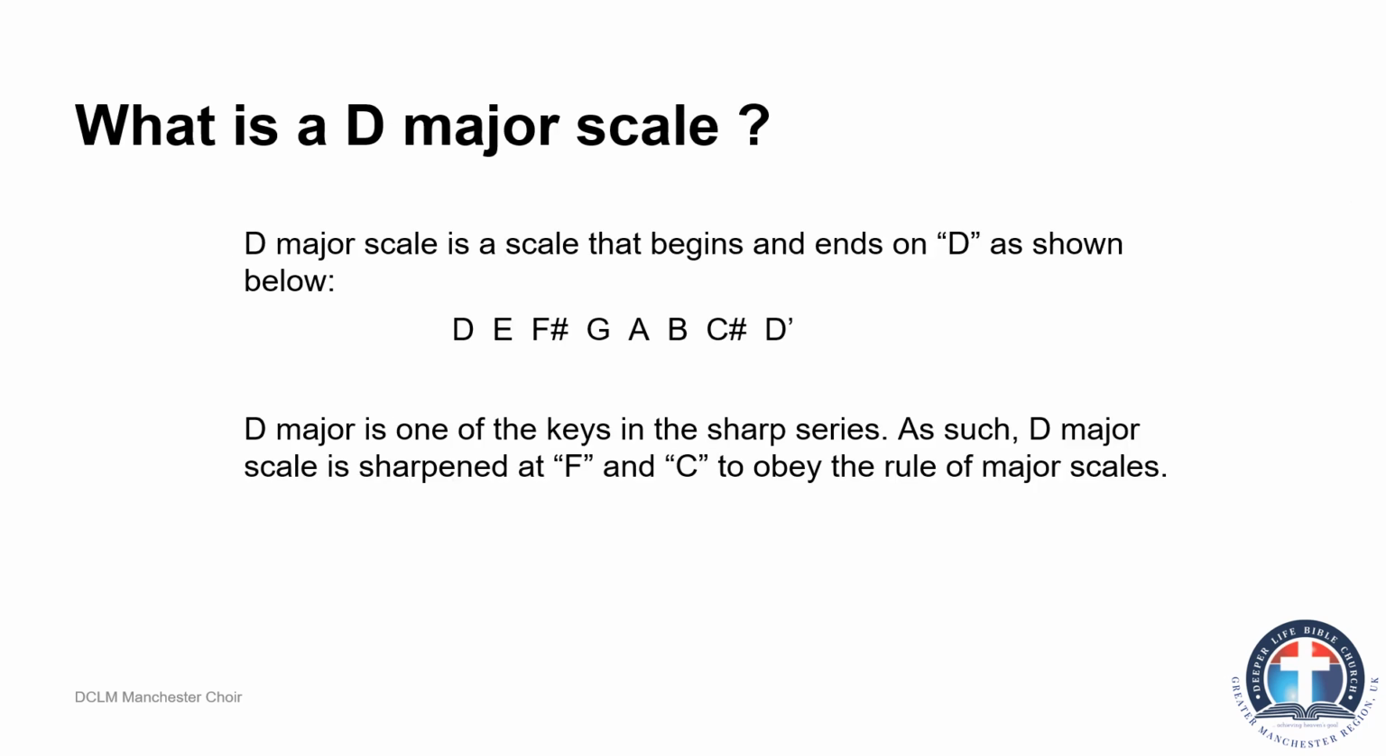What is a D major scale? As the name implies, it's a scale that begins and ends on D. So we have D, E, F sharp, G, A, B, C sharp, and then D. Now, this is one of the keys in the sharp series because you have the accidental sharp at F and C. And this is so to meet the rule of a major scale. So on the next slide, we'll look at the rule of a major scale.